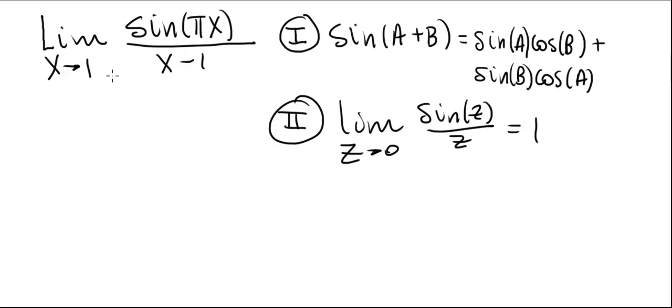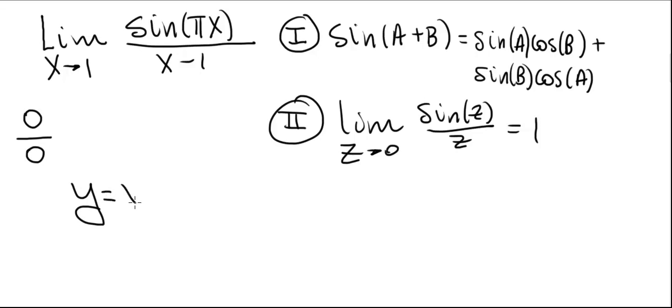In this limit, as x approaches 1, the numerator approaches sine of pi, which is 0, and the denominator approaches 1 minus 1, which is also 0. Now that is an indeterminate form, and it tells us we must try something else other than plugging in 1 for x. So let's make the following substitution.